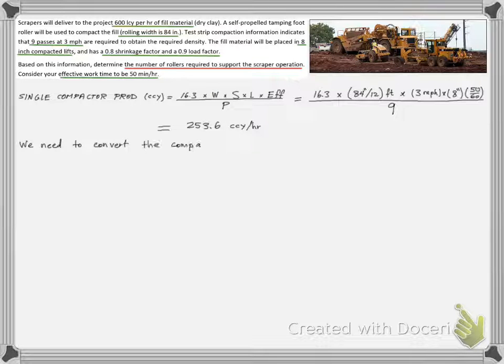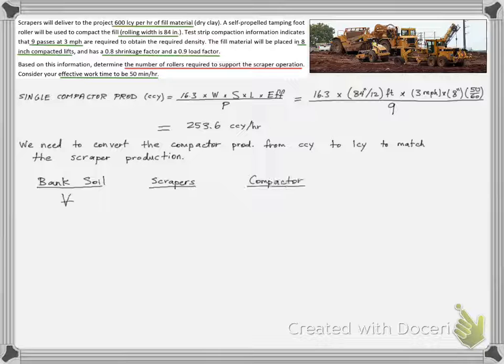But we have a problem here. The hauling rate is given in loose cubic yards per hour, and the compaction rate is given in compacted cubic yards per hour. We need to transform the compaction rate to also be in loose cubic yards per hour.